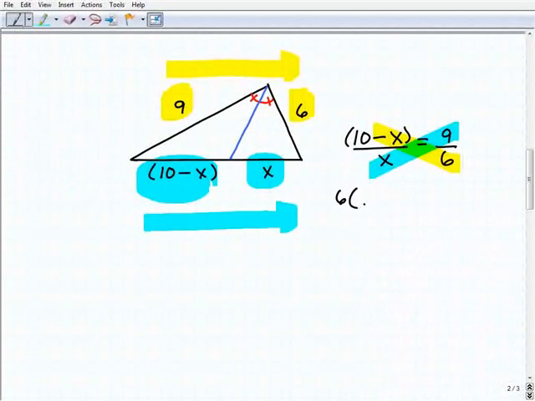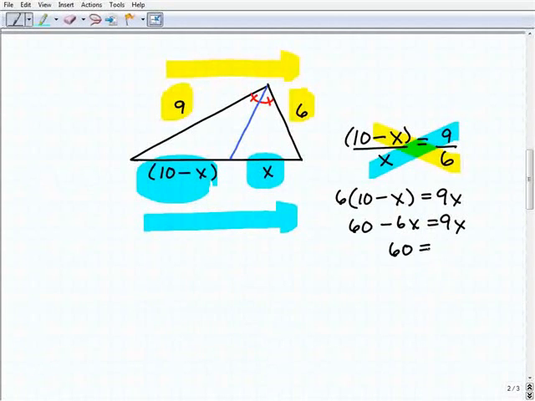So let's solve this particular proportion. I'm going to get 6 times 10 minus x is equal to 9x. So I'll get 60 minus 6x equals 9x. Now I want to add 6x to both sides of the equation. I get 60 equals 15x. And then, of course, x will be equal to 4.